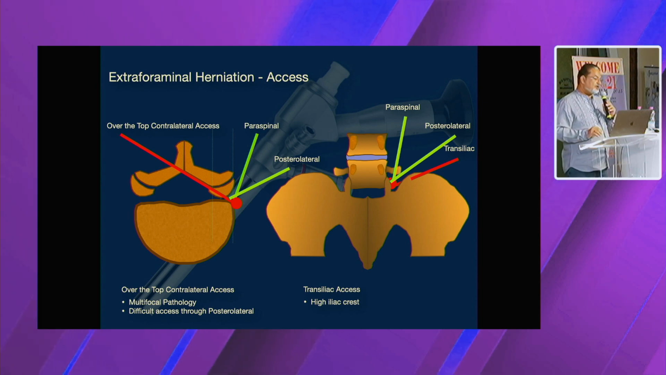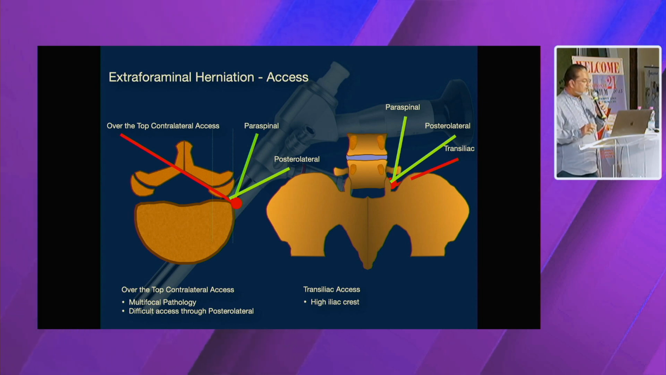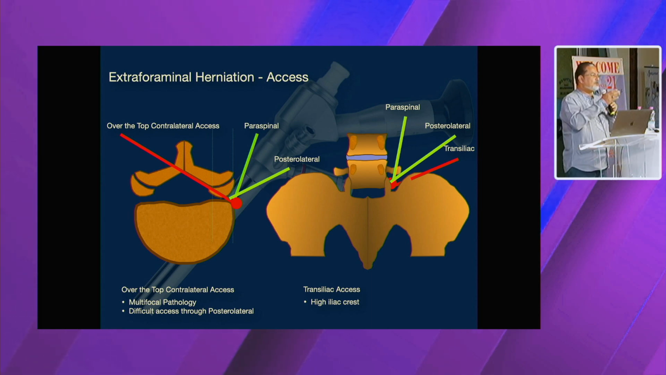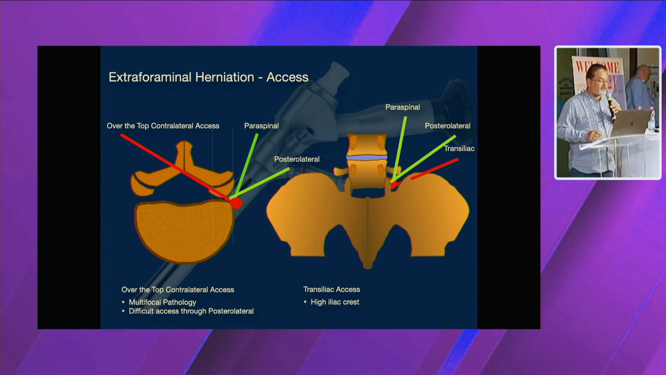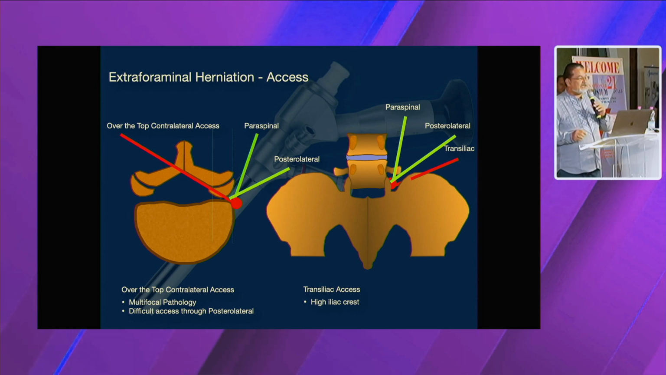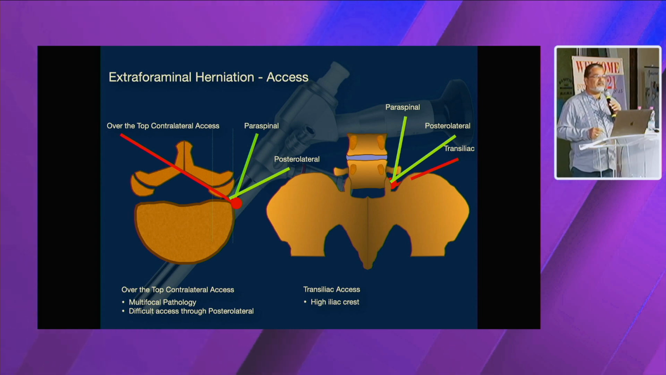The over-the-top contralateral technique is one of the procedures performed for multifocal pathologies, as I showed you yesterday. When you have a component of lateral recess, a component of disc herniation within the spinal canal and an extraforaminal pathology, which are responsible for symptomatology in the patient. The transiliac approach sometimes may be difficult, and some people may not be very comfortable with it, so other approaches may be necessary.